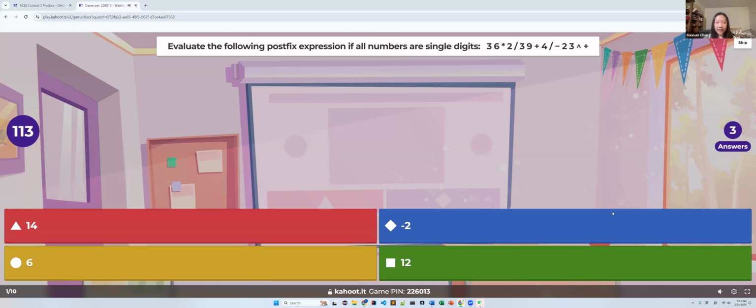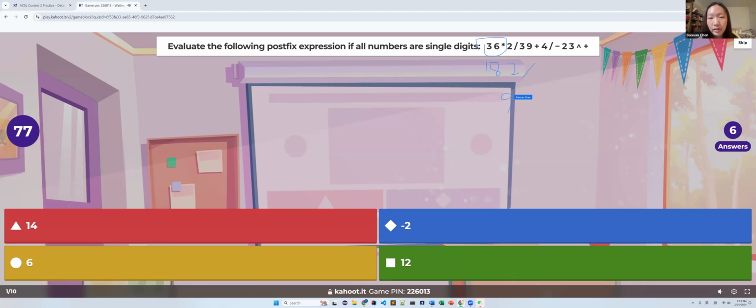Okay, since we already played it, now I'll explain these because I noticed some of the questions were kind of difficult. For this question, we're converting postfix to infix because we want to evaluate it. Again, in postfix, the operator comes after its operands, so we read from left to right. First we have 3, 6, and we're going to multiply them, so this one is 18. And now we have 18 to divide, so we're dividing 18 by 2, which will be 9.